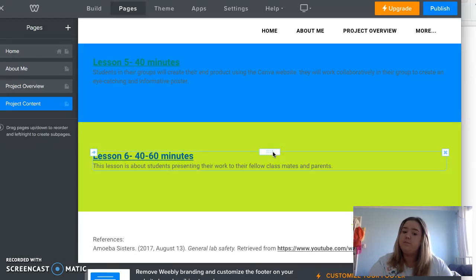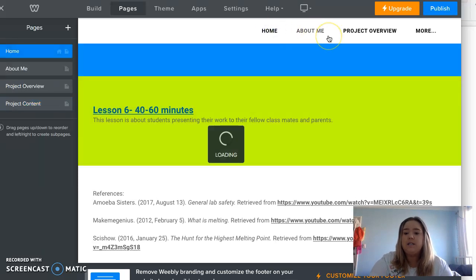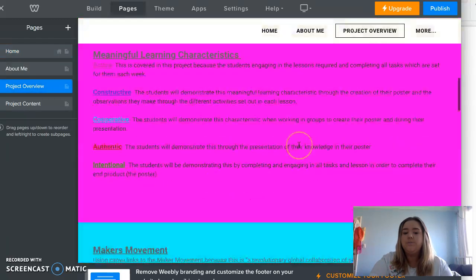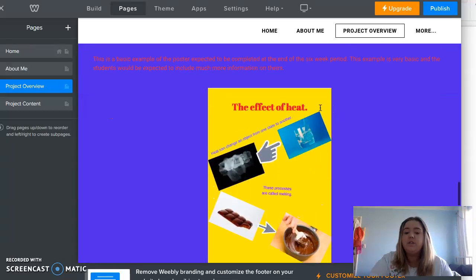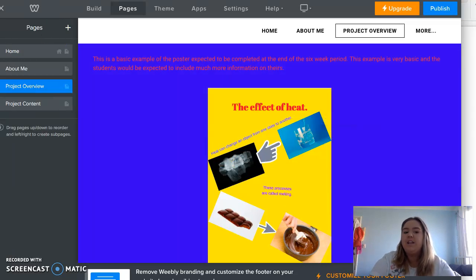They'll work together to create this product, which needs to be informative but also eye-catching. And lesson 6 is about the students actually presenting this work to their fellow classmates and their parents to show their knowledge and what they have learned. I also have an example end product, which is here. This is a very basic example. I would obviously expect a bit more from the students, with better terminology on there. But yeah, that's everything, and I hope you enjoy.